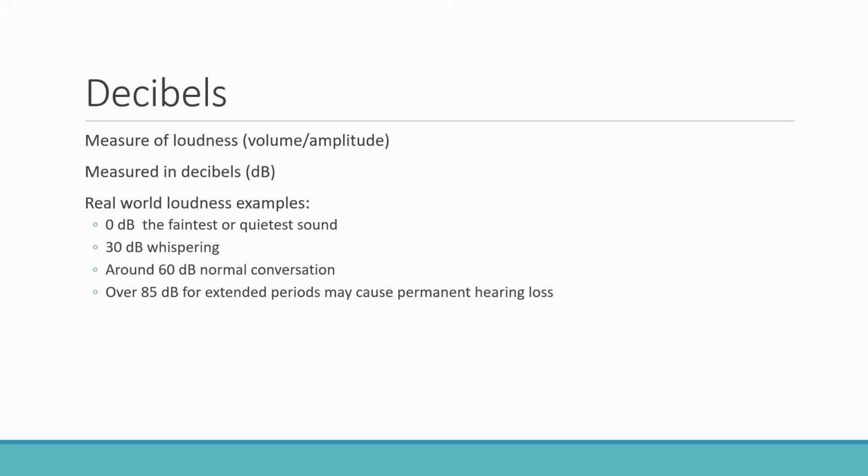When it comes to measuring loudness in the real world, 0 decibels is the faintest or quietest sound we can hear. 30 decibels is the sound of whispering. Around 60 decibels is typical for normal conversational talking, and over 85 decibels for extended periods may cause permanent hearing loss. And if the sound is loud enough, even if it's not for extended periods, it can cause permanent hearing loss. In digital audio mixing and recording, you'll often see a 0 on a meter where the sound is really loud, and negative dB values as sound gets quieter. We'll learn more about loudness and metering in Module 8.